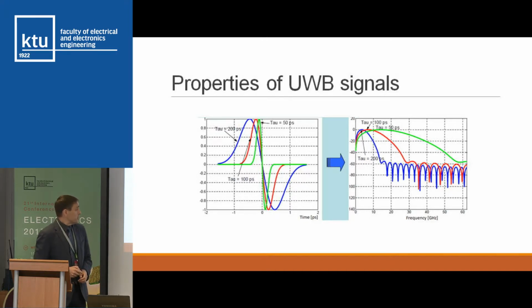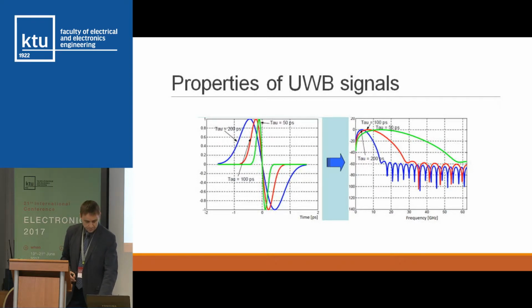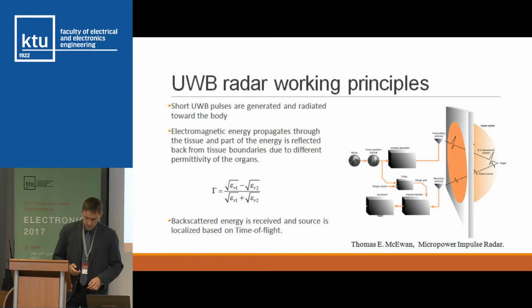Generating that kind of impulse, typically in the range of tens of picoseconds up to hundreds of picoseconds, leads to spreading the impulse energy over a very wide frequency range. The allowed range for ultra-wideband radars is 3 gigahertz up to 10 gigahertz, so all the energy is actually spread over a very wide frequency range.